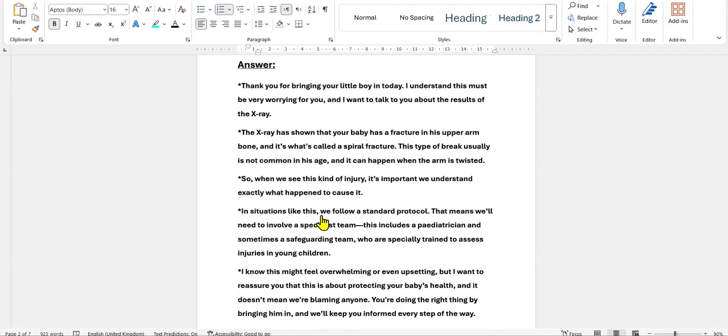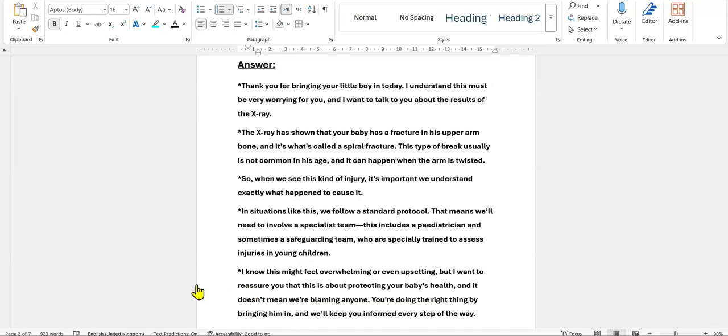In situations like this, we follow a standard protocol. That means we'll need to involve a specialist team. This includes a pediatrician and sometimes a safeguarding team who are specially trained to assess injuries in young children. Okay?